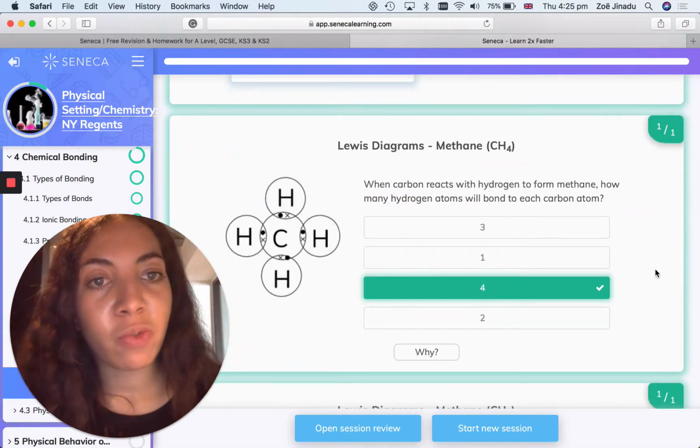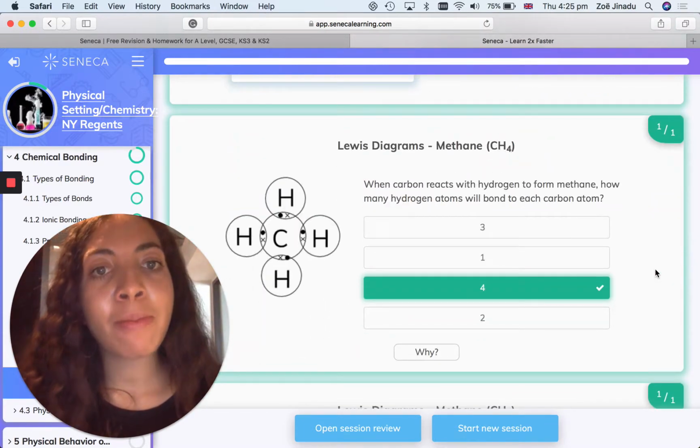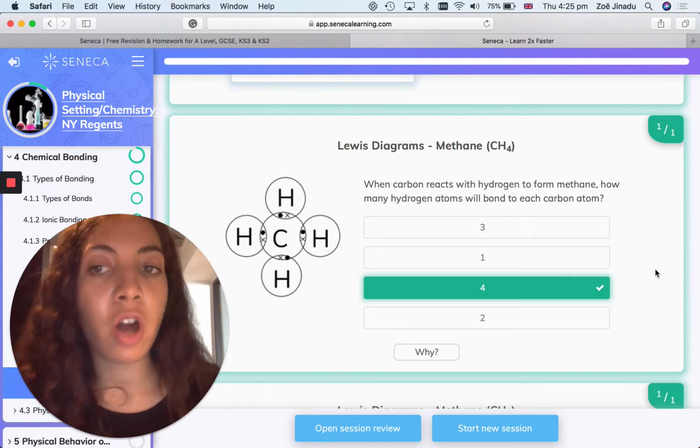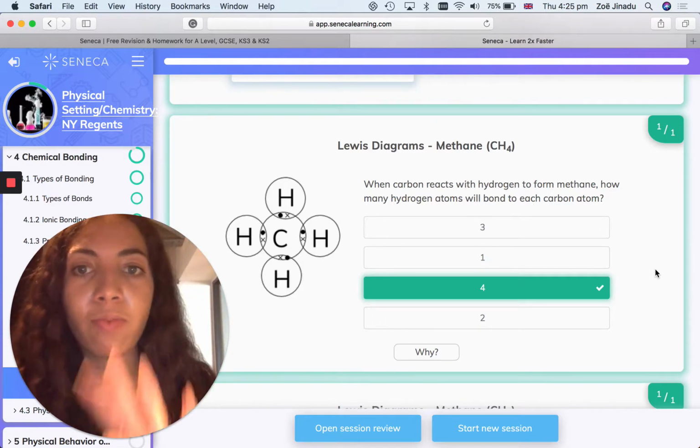When carbon reacts with hydrogen to form methane, how many hydrogen atoms will bond with each carbon atom? And the answer is 4.